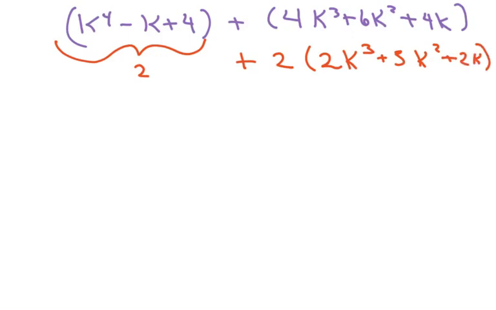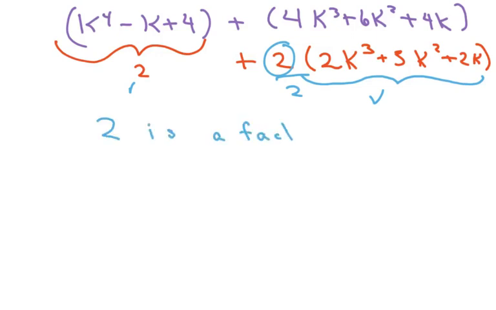Since this is also divisible by 2, because you can divide this by 2, this whole thing is divisible by 2, we can assume that 2 is a factor of the entire expression, because it divides both pieces. So it's a factor of the sum of these two. Therefore, 2 is a factor of n to the fourth minus n plus 4 for all positive integers n.